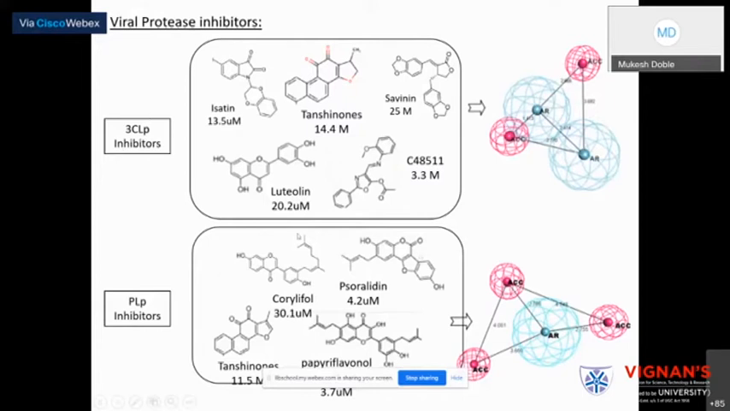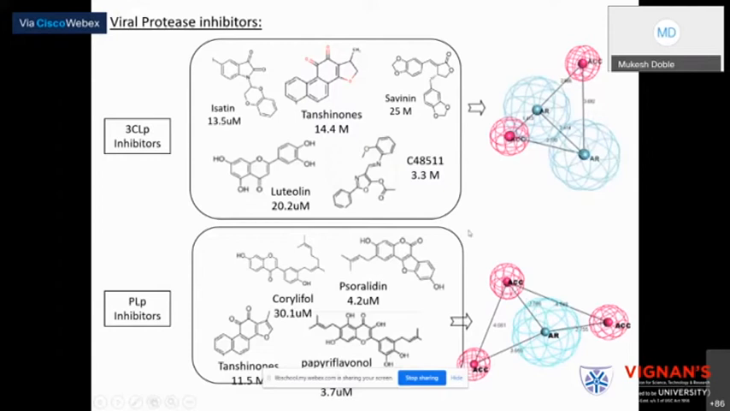If you look at the inhibitors for PLP, the papain-like protease, again there are some reported molecules. If you do pharmacophore modeling, we find three acceptors and one aromatic at these distances. So you can see PLP is more hydrophilic compared to 3CLP, because 3CLP has only two acceptors, meaning two nitrogen or oxygen, and two aromatic groups, whereas this one has three acceptors and one aromatic, so it is relatively more hydrophilic.